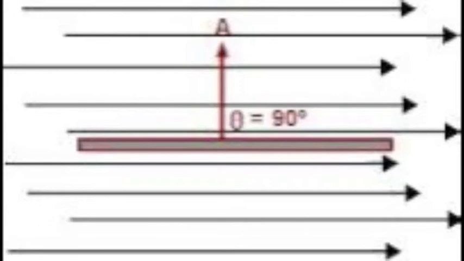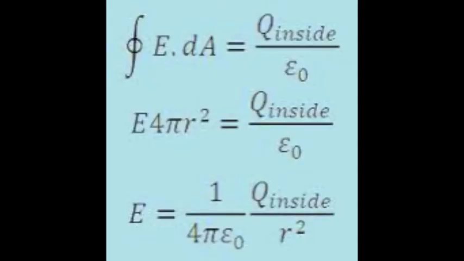Electric fields parallel to the surface will have a flux of 0 because none of the electric field will pass through the surface. This brings us to Gauss's law.